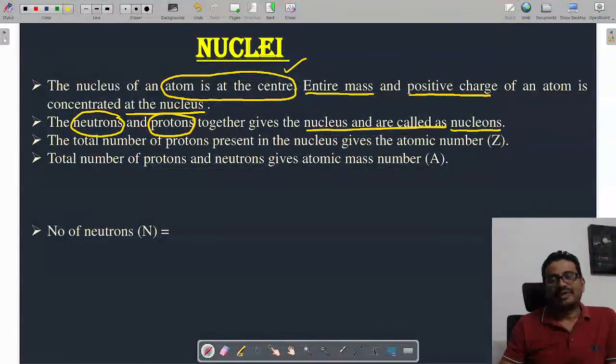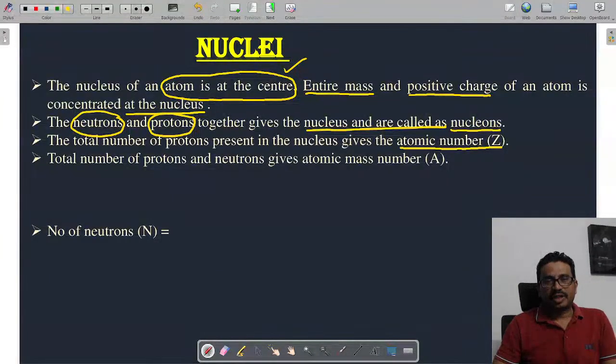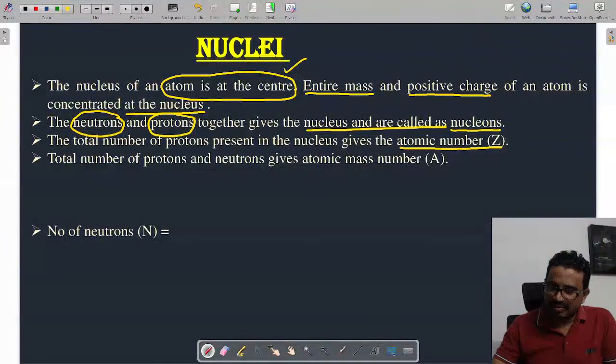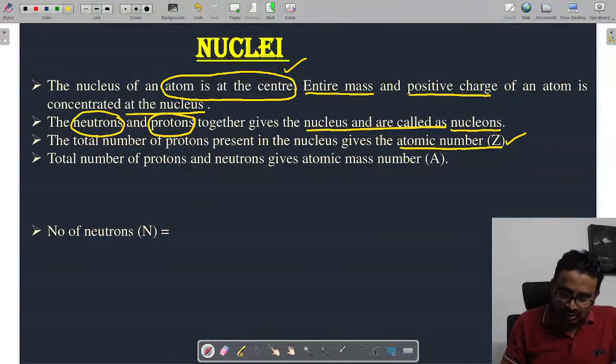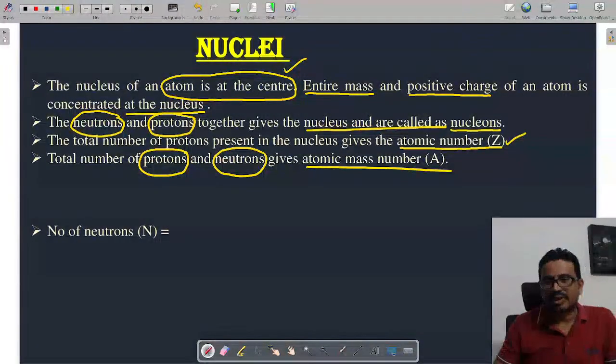And as we know, what is atomic number? The number of protons is called the atomic number, which is denoted by the letter Z. The number of protons present in the nucleus is called what? Tell me. Atomic number Z. And the total number of protons and neutrons, which we call what? Tell me. Atomic mass number.